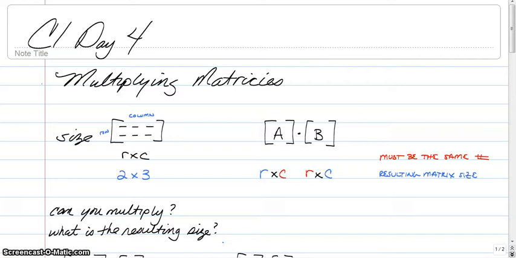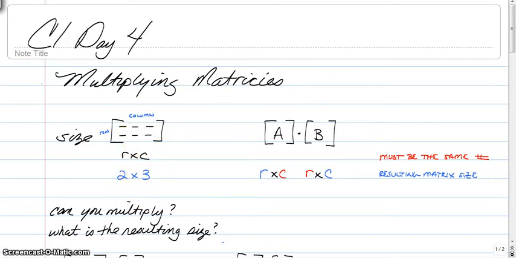To understand how to multiply matrices, the first thing we need to talk about is how you state the size of a matrix. A matrix has rows, which go horizontally, and columns, which go vertically. So what you want to do is count the rows and columns, and it goes rows by columns. So this has 2 rows and 3 columns, so this is known as a 2 by 3 matrix.